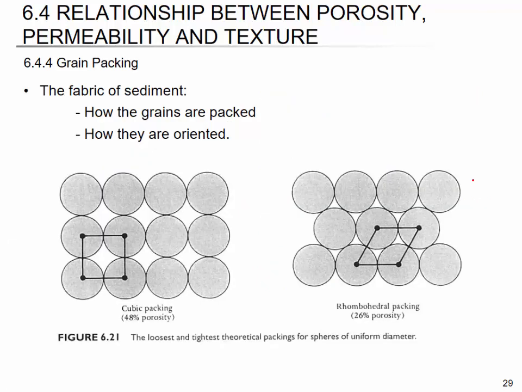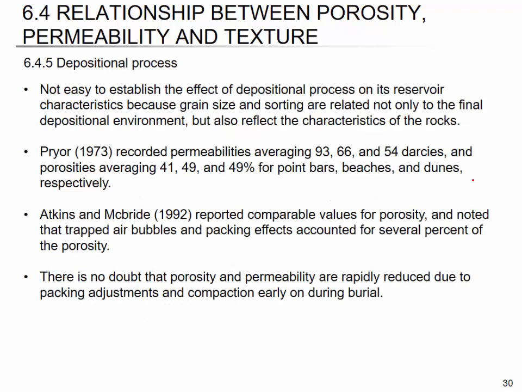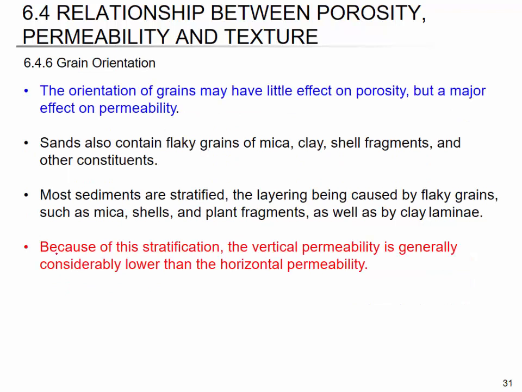Grain packing, we talked about this in the porosity lecture. So cubic packing and rhombohedral packing are two extreme cases for the porosity. And the depositional process determines the grain size and the sorting, so that it reflects the characteristics of the rock. So it's just a summary of what we talked about. And grain orientation is also the same.